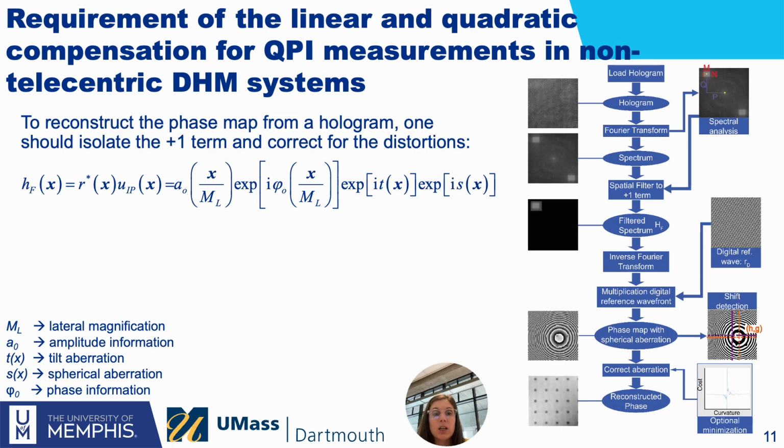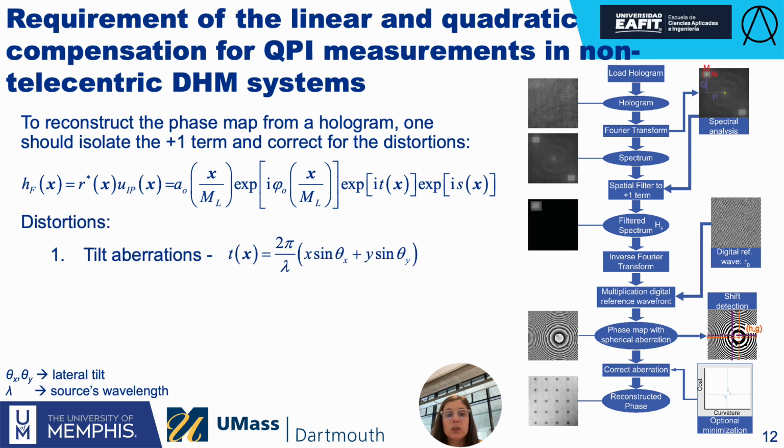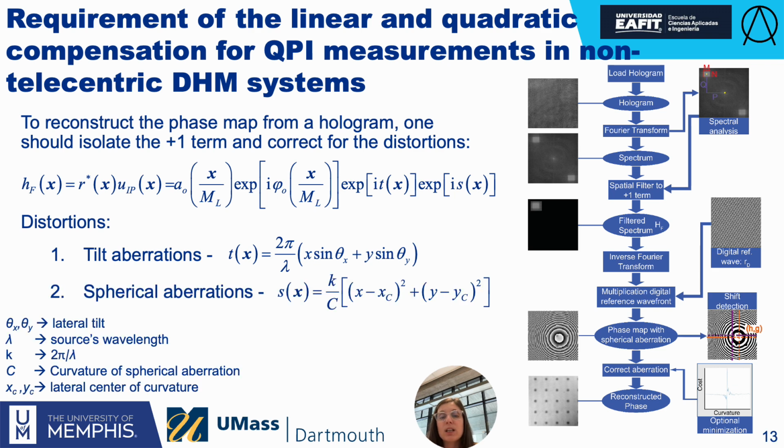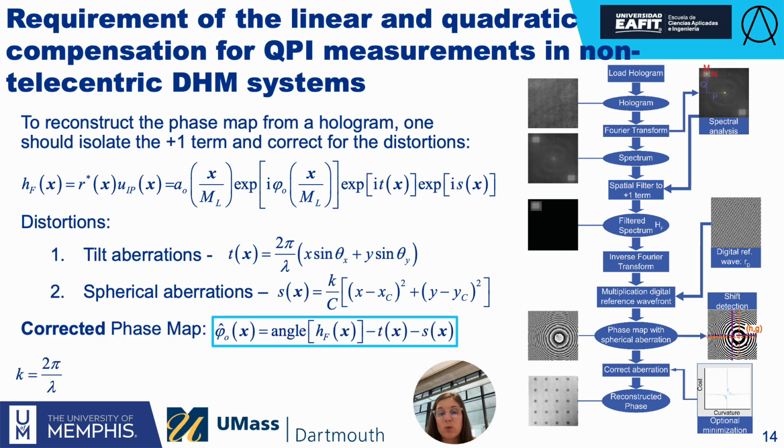So this is kind of where we are. You have your hologram and you do the Fourier transform, and because you have the tilted reference wave and then the spherical waveform, the tilted reference wave is related to the angle between the object and the reference, and the spherical aberration is given by the curvature of the spherical waveform introduced by the non-telecentric configuration.